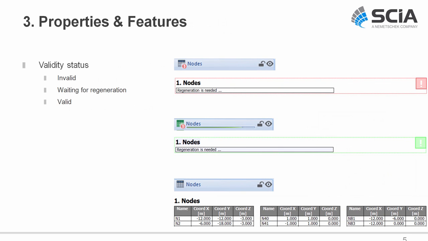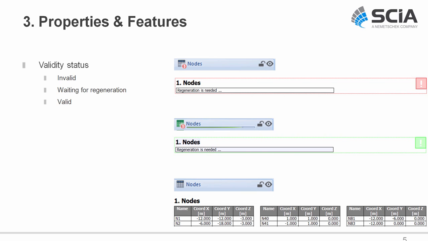The validity status is an important feature of the engineering report. It is the indication of validity of the content of report items. It means that the user is always clearly informed whether the information in the table or picture is up to date or not. The validity status is indicated in the navigator panel and also in the report preview. You have three kinds of statuses.